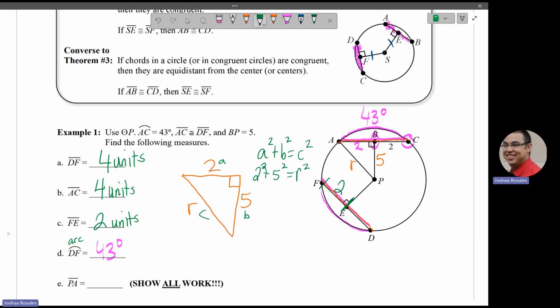Okay, we got 2 squared, which is 4. 5 squared is 25. Add that up, you get 29. We don't want r squared, we want r. So to go from r squared to r, you take the square root. Put that in the calculator. We're going to need that decimal. The square root of 29 is going to be 5.39. And we'll say units.